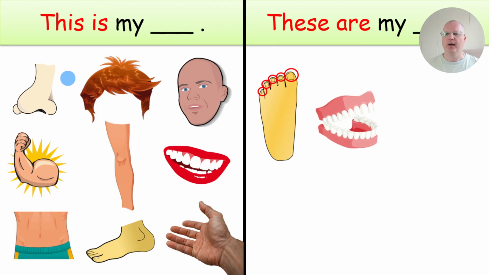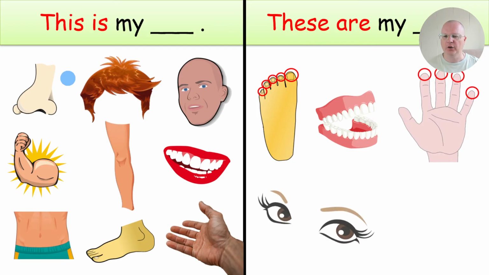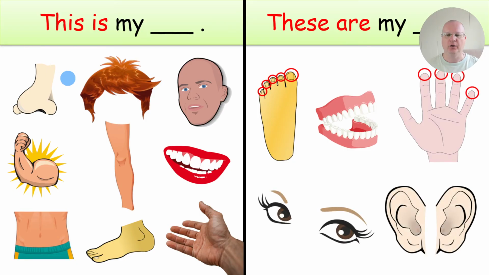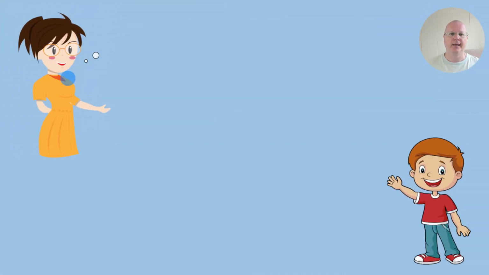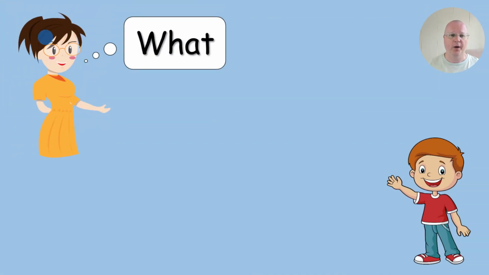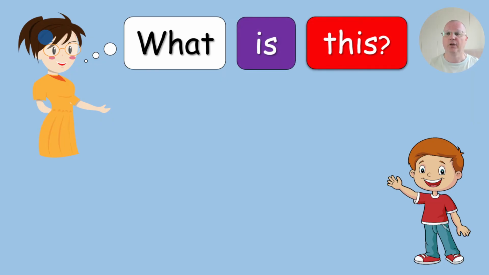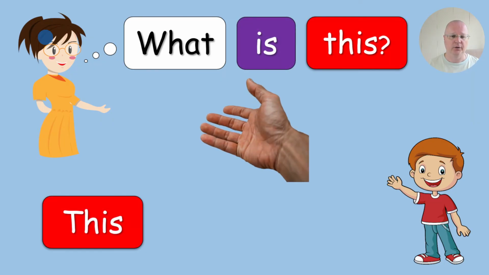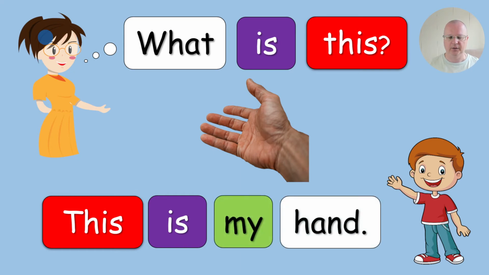So these are my teeth, these are my fingers, these are my eyes, and these are my ears. So you drill it together with the whole class, so they understand the difference. Yeah. Next, you teach the question, what is this? And the answer, this is my hand.